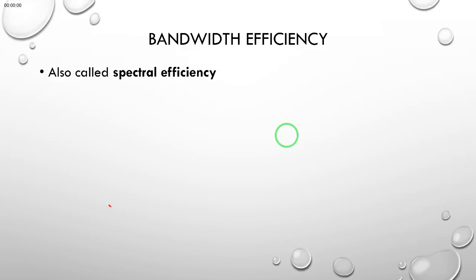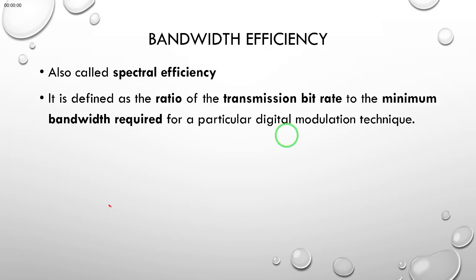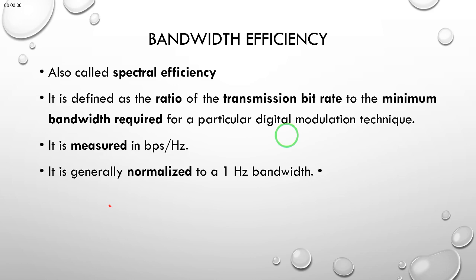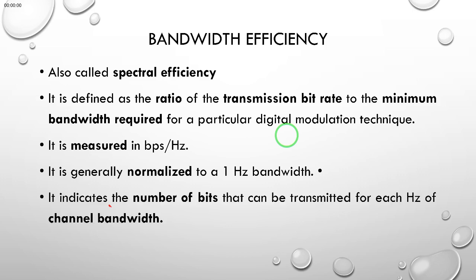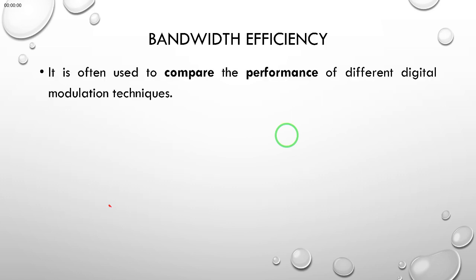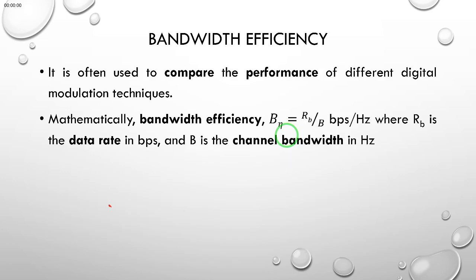So what is bandwidth efficiency? It's also called the spectral efficiency and is defined as the ratio of the transmission bitrate to the minimum bandwidth required by a given digital modulation scheme. It is measured in bits per second per hertz, and it's normally normalized to a 1 hertz bandwidth. It indicates the number of bits that can be transmitted for each hertz of channel bandwidth. It's often used to compare the performance of different modulation schemes, and we'll see it shortly.